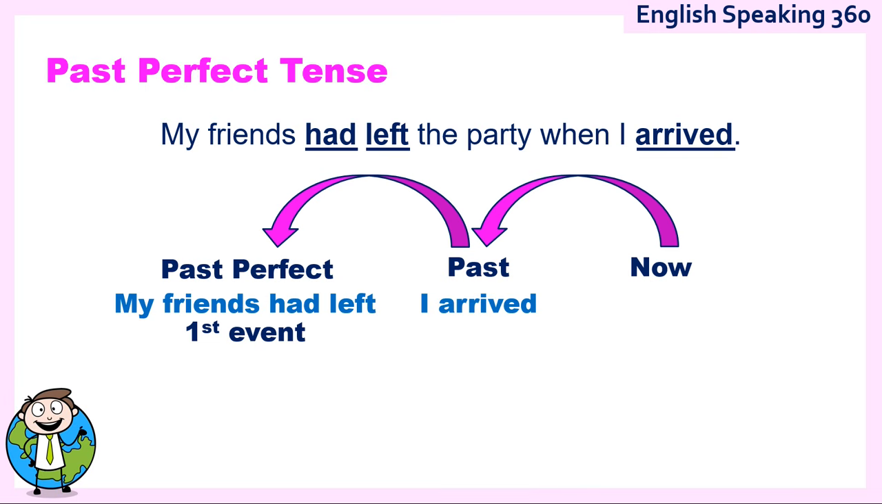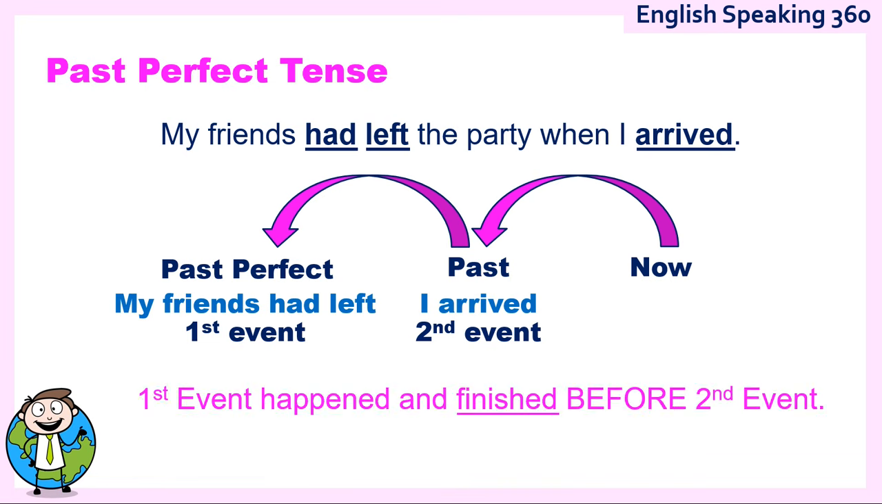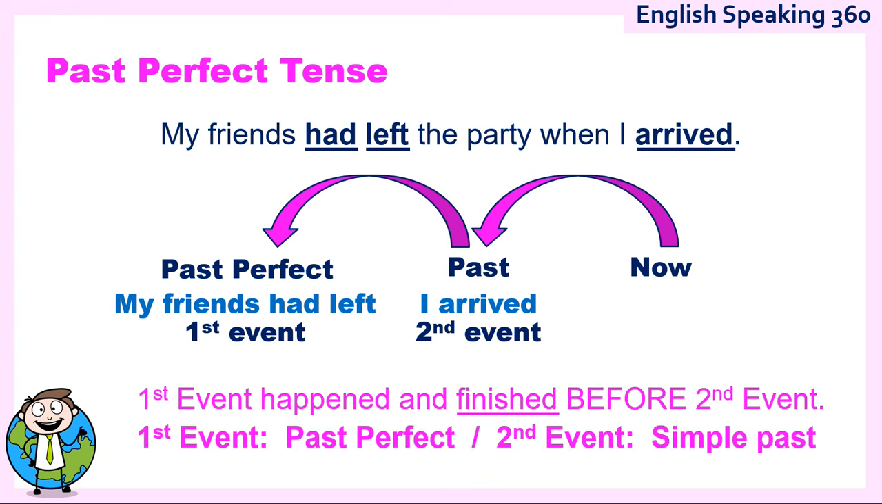Now, the first event is the oldest event. My friends had left. And the second event is the most recent event. The first event happened and finished before the second event. Remember, the first event must be finished. The first event is always at the past perfect, and the second event in the sequence is at the simple past.